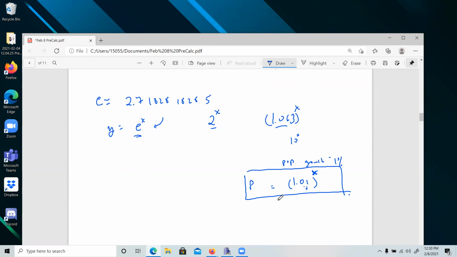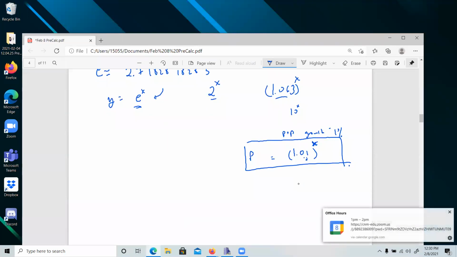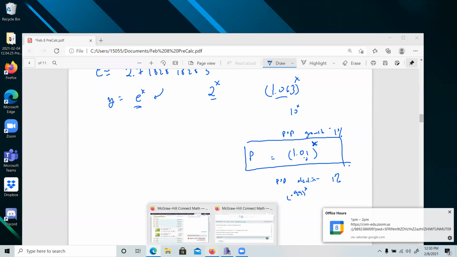Okay. You could also do population decline of 1%. For the population decline, we would say 1 minus 0.01. So we'd have 0.99 raised to the x. So let's see here. Can I do this?